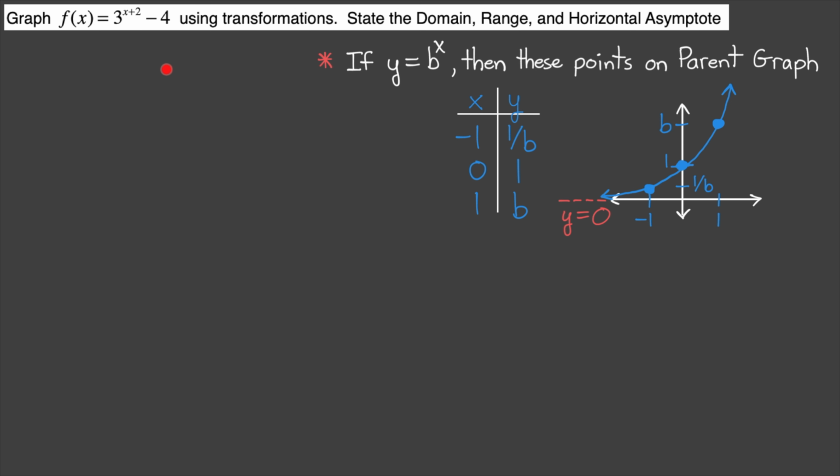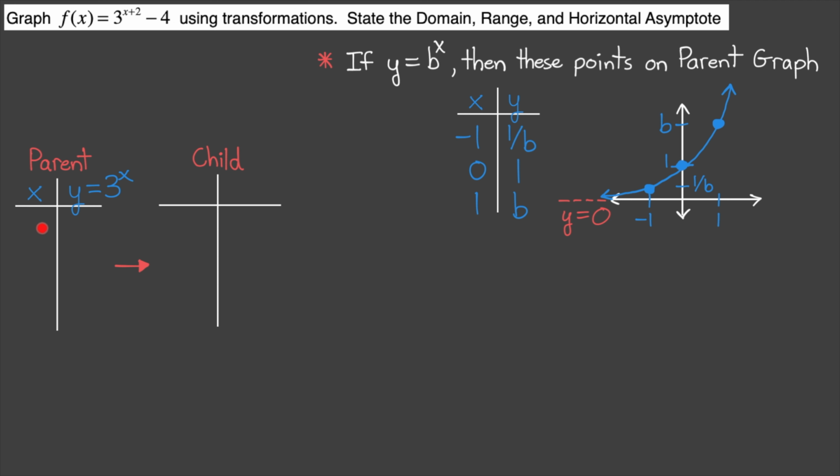All right, so let's take a look at our function here. And what is our parent graph when we look at it here? So our parent graph is going to be y equals 3 to the x. So I'll write that in our chart here. The parent is 3 to the x.